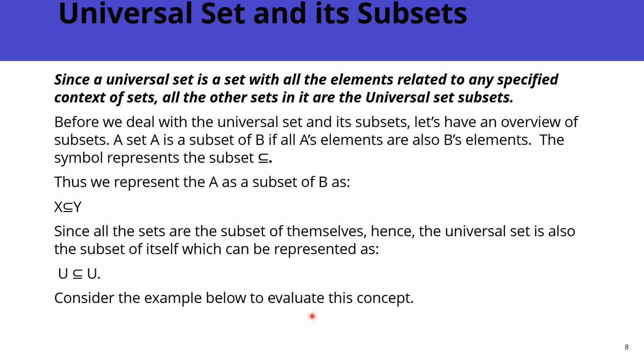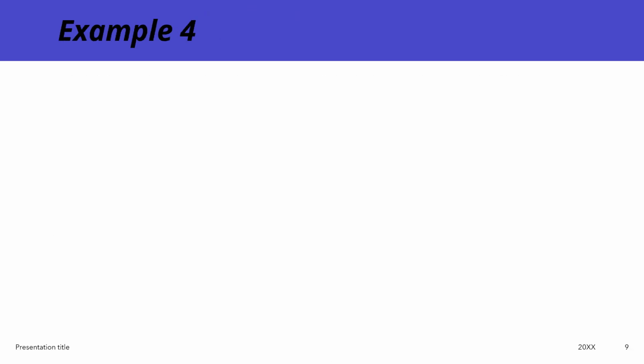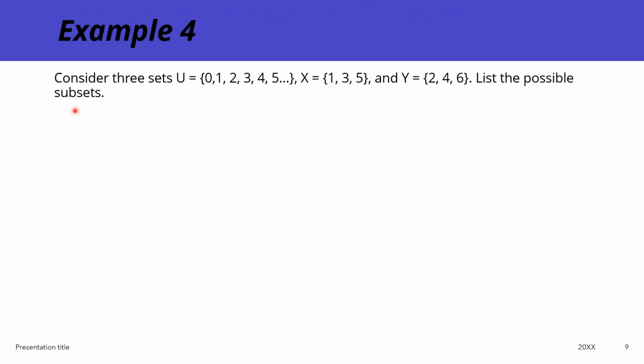Consider the following example and evaluate it. Consider three sets: the universal set U from 0 to infinity, X with elements 1, 3, 5, and Y with elements 2, 4, 6. List the possible subsets. Solution: it is evident that X and Y are subsets of the universal set.